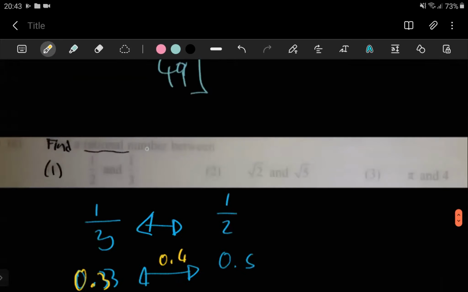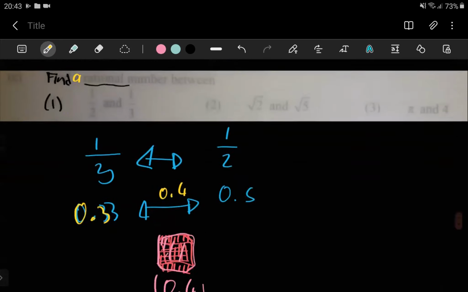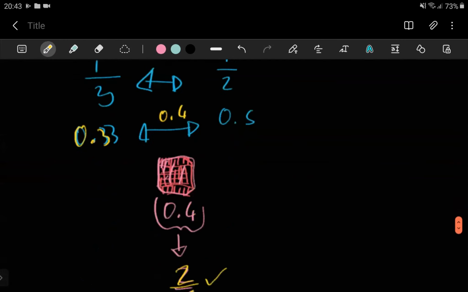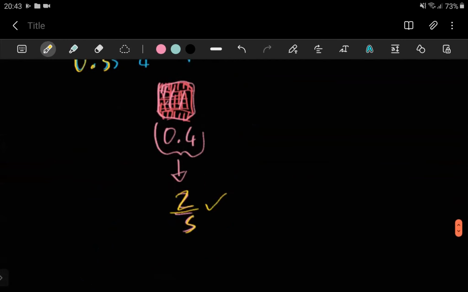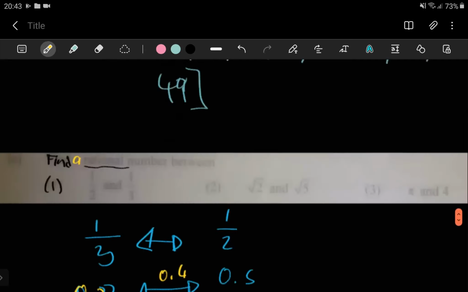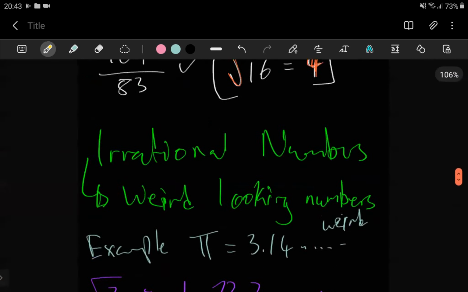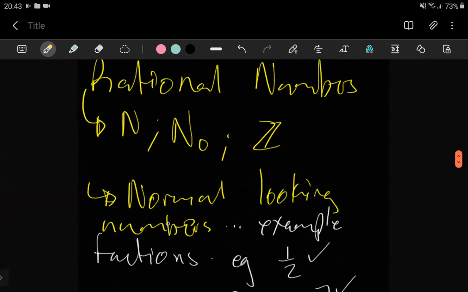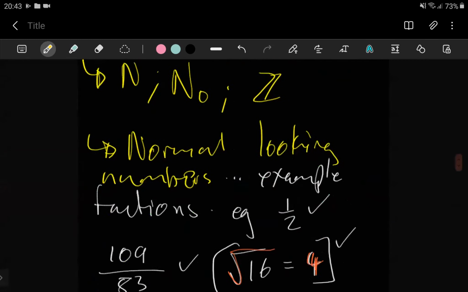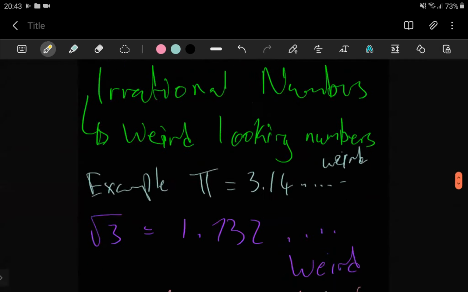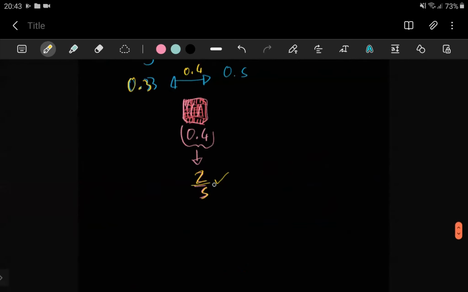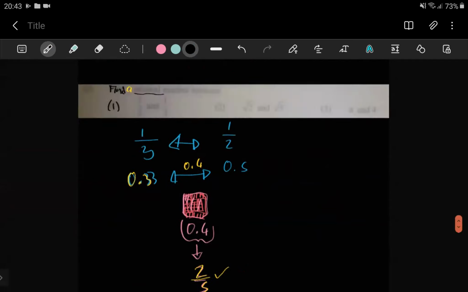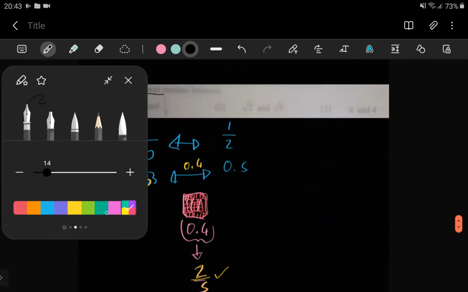Since they want us to pick just one, they say find a rational number between this and this. So this will be a rational number between the third and the half, because we remember we said a rational number will just be normal looking numbers. I feel like I'm going to start sounding like a broken mic now. For example, a fraction, and this is a normal looking fraction, 2/5. So that's that for that one.